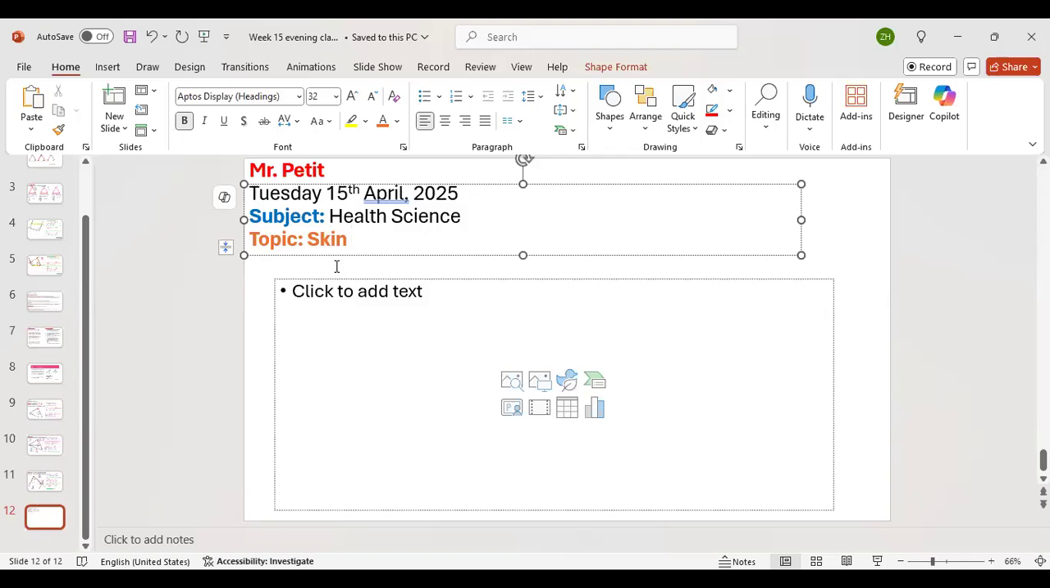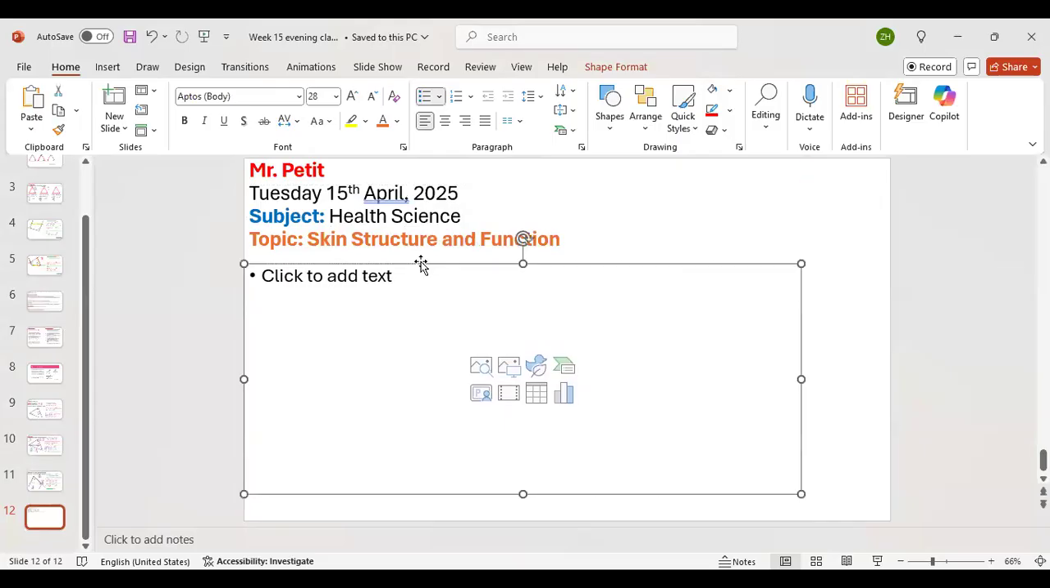So skin structure and function. That's what I want to talk about. Skin structure and function. All right, that's what I want us to look at. So what are some parts of the skin that you all know? We know that the skin is the largest external organ. What are some parts of the skin?